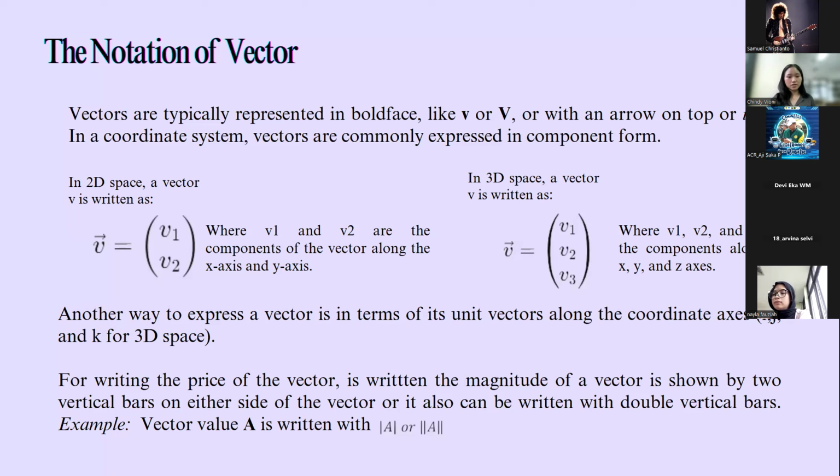Another way to express a vector is in terms of its unit vectors along the coordinate axes, such as i, j, and k for three spaces. And for writing the magnitude of the vector, it is shown by two vertical bars on either side of the vector, or it can also be written with double vertical bars. For example, the magnitude of vector A is written with one vertical bar around vector A or double vertical bars around vector A.